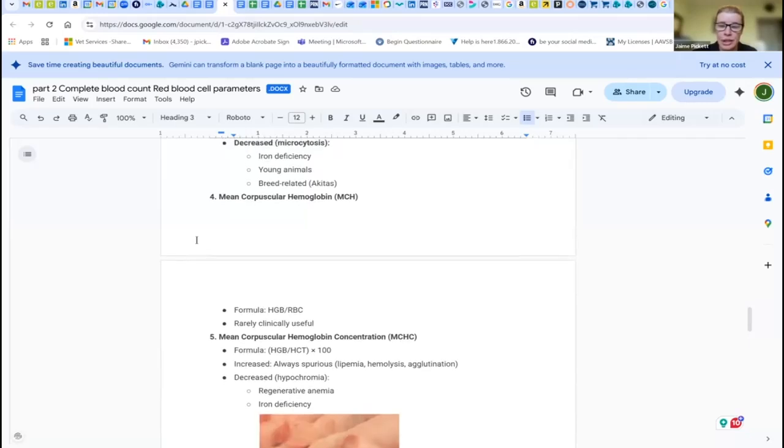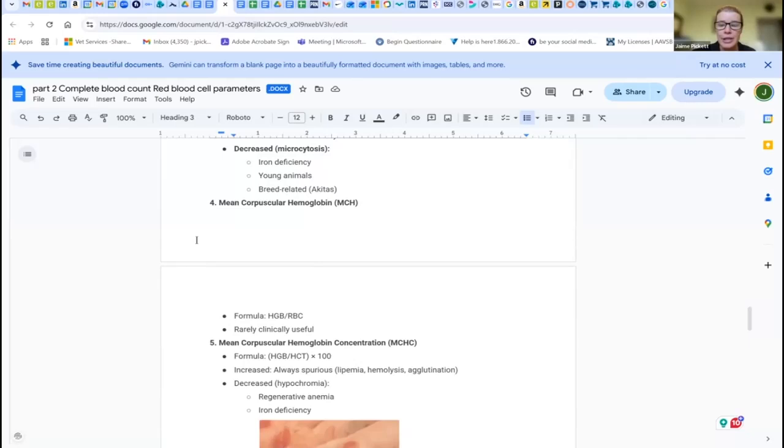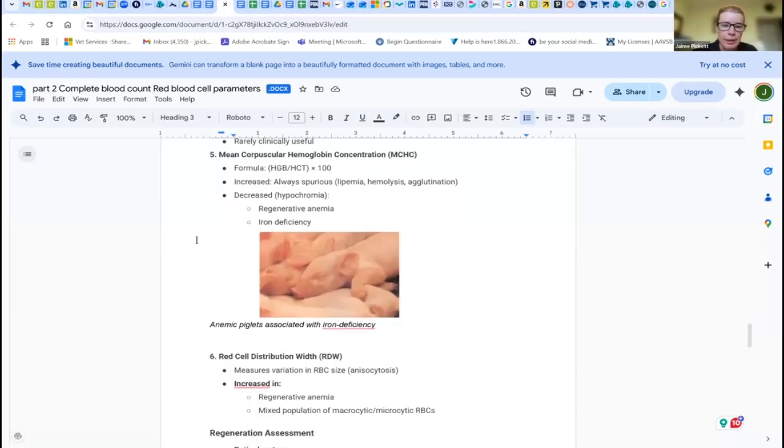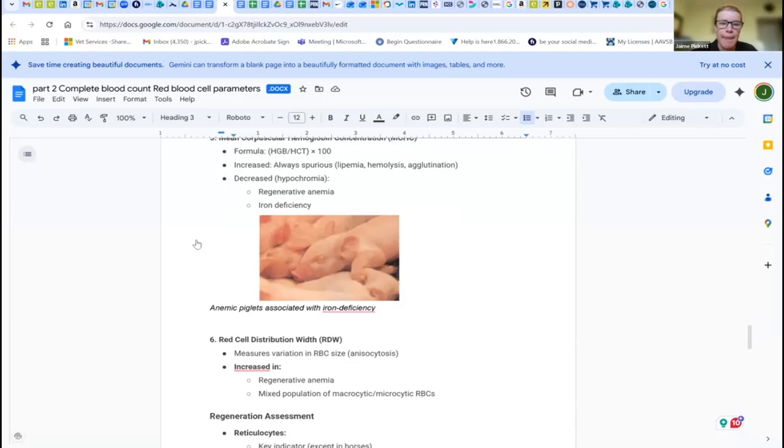MCH and MCHC. The MCH isn't very clinically useful on its own. MCHC, though, helps identify hypochromic cells, usually from regenerative anemia or iron deficiency. If MCHC is increased, it's almost always an artifact, like in lipemia or hemolysis. And here's a little picture of anemic piglets associated with that iron deficiency.